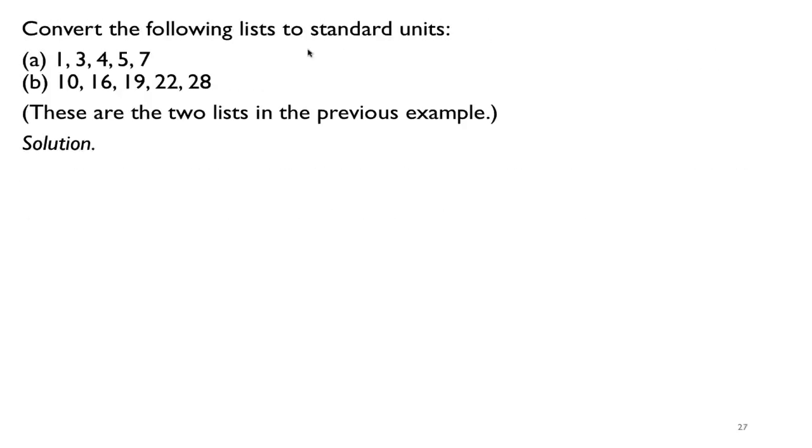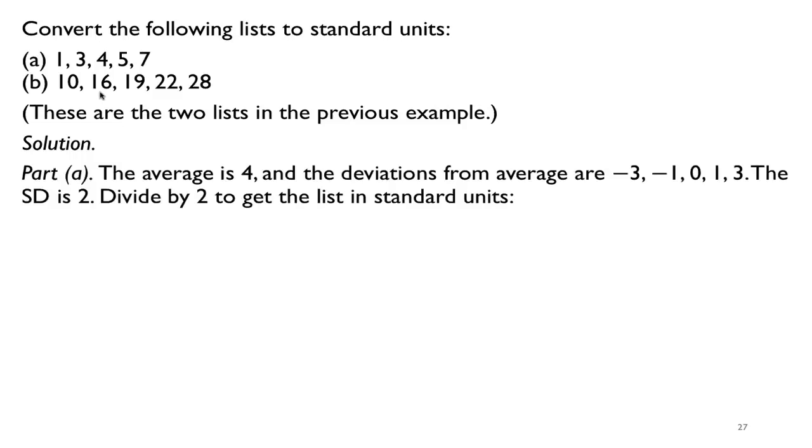Another way to think about this is in standard units. Let's convert these numbers into standard units. For the first list, the average is 4, and converting these numbers into Z-scores gives this. 1 is negative 1.5 SD away from the average. 3 is negative 0.5 away from the average. 4 was the average, so 4 is 0 SD from the average. 5 is slightly bigger than average, half an SD above the average, and 7 is 1.5 SD above the average. All these Z-scores correspond to those values. Again, the Z-score tells you how far you are from the average.